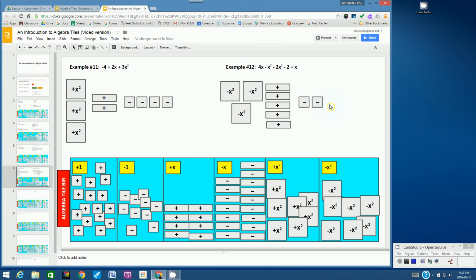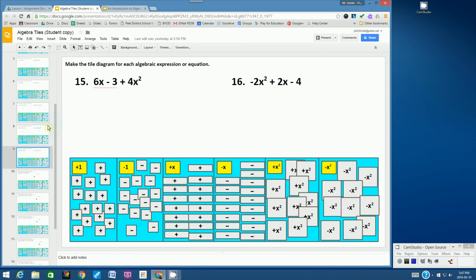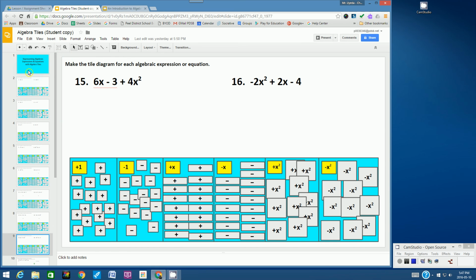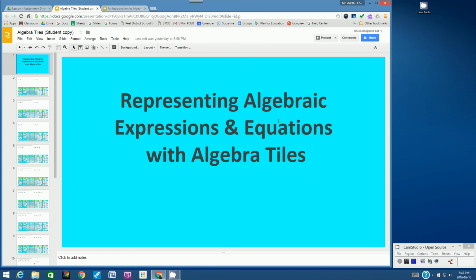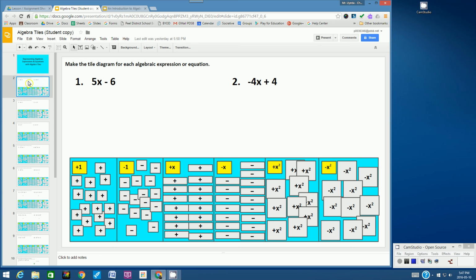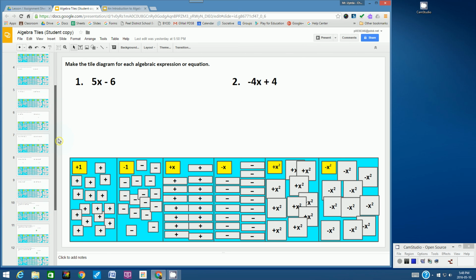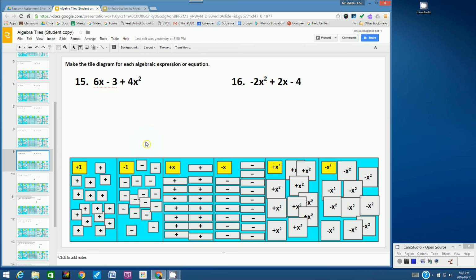So at this point, we're going to stop the tutorial, and what I'd like you to do is work on this activity called representing algebraic expressions and equations with algebra tiles. You're just going to use this note as a model, and then you're going to create these tile diagrams. I would like you to complete until question 16. Question 16 on slide 9. I want you to stop at question 16.